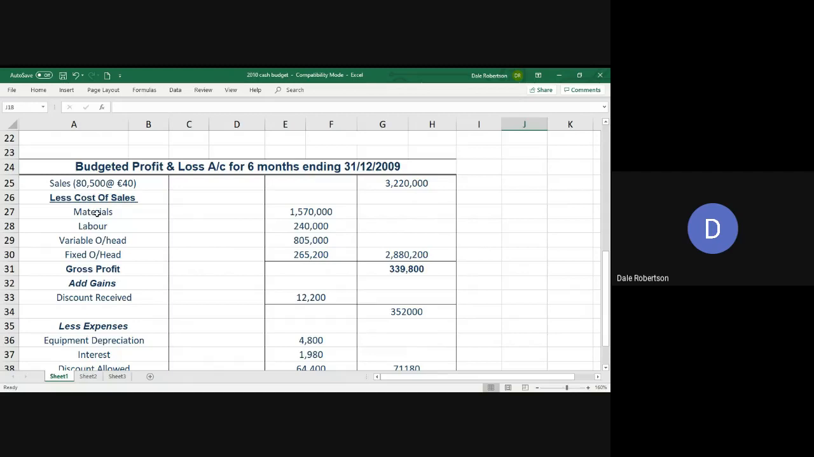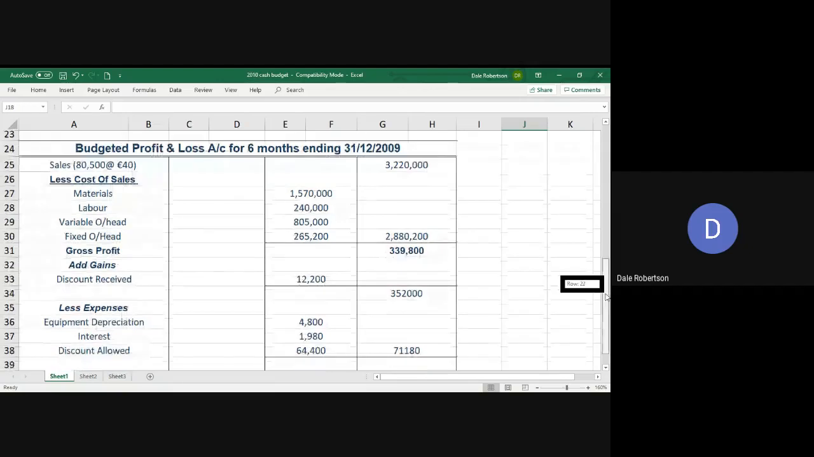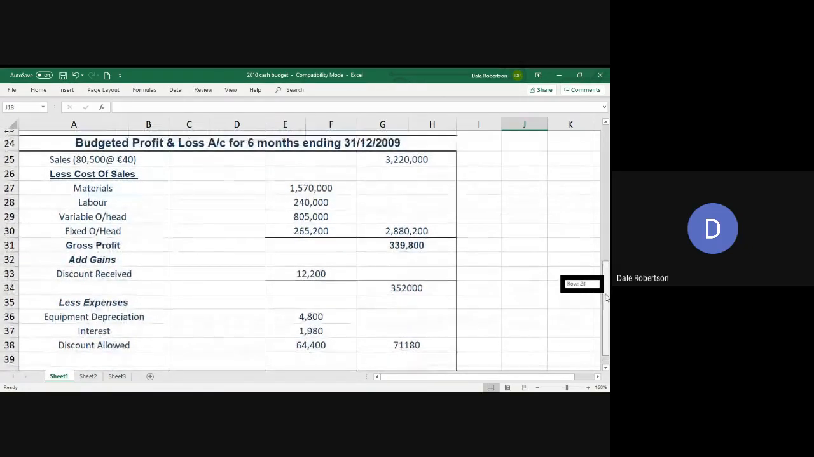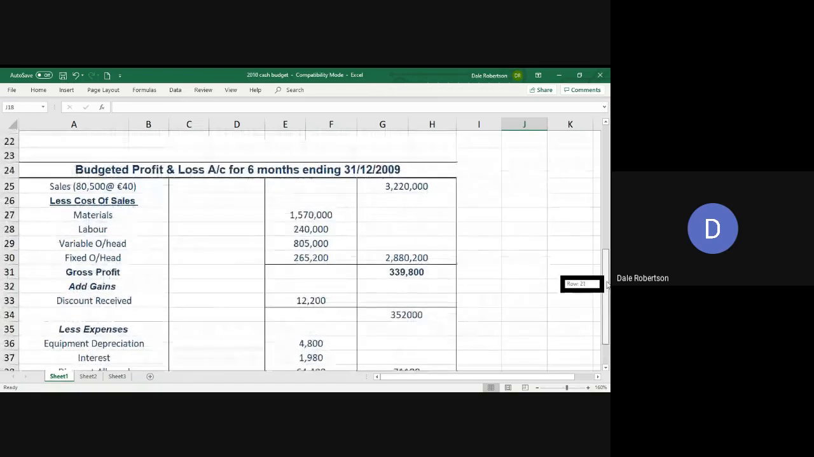But you do your materials, your labor, your variable, and your fixed overheads to get your gross profit instead of opening stock, purchases, closing stock. And then to that, you add on incomes like discount received, and you take away expenses such as depreciation, interest, or discount allowed. Let's go back and check out where you get all those numbers from.